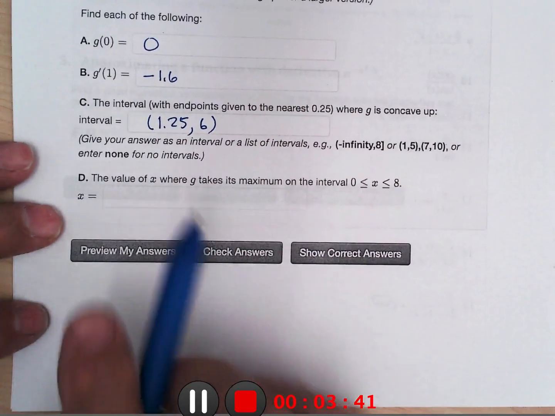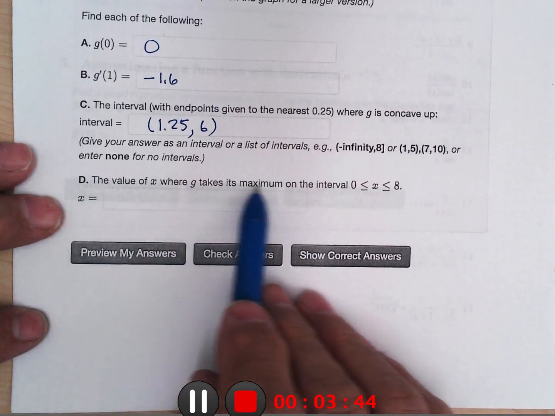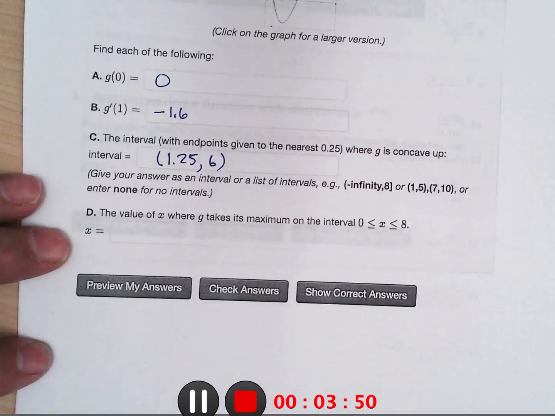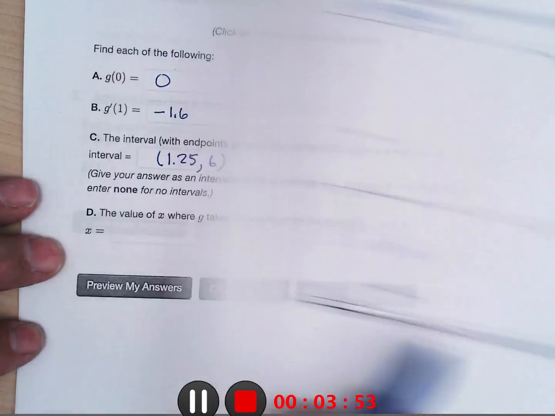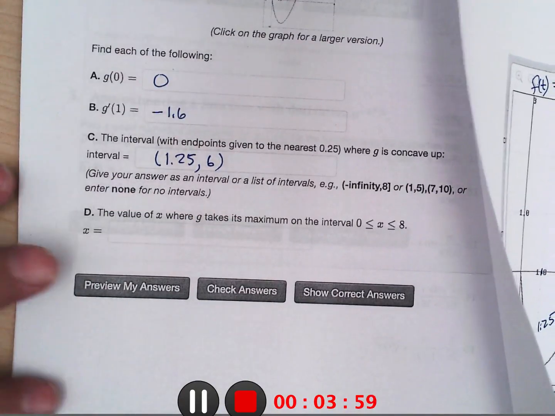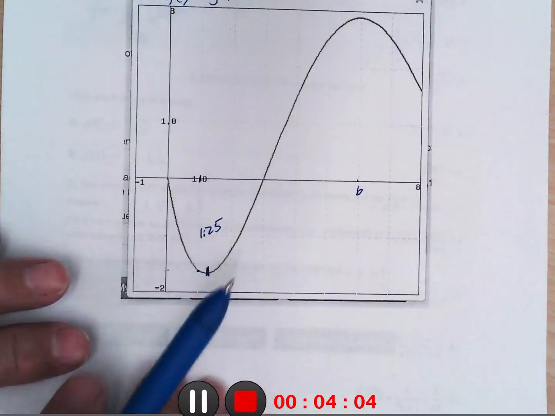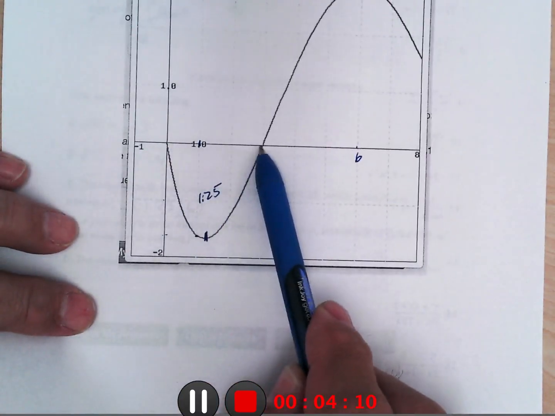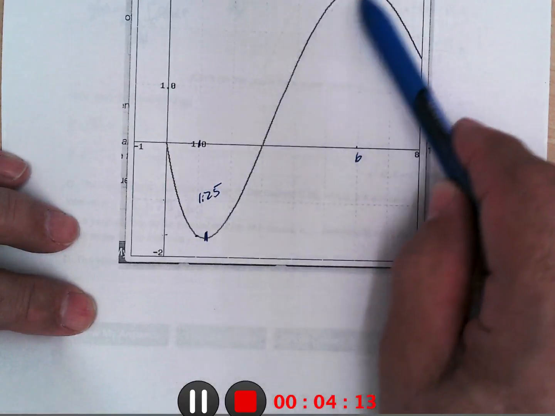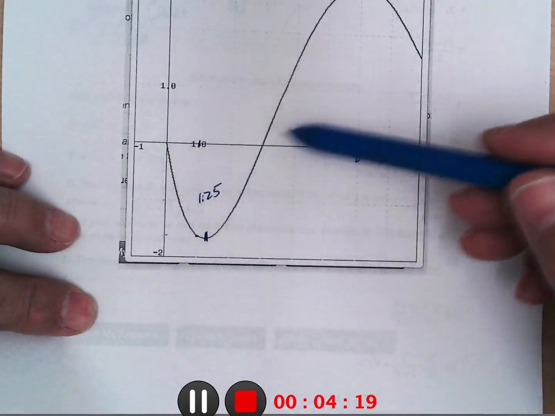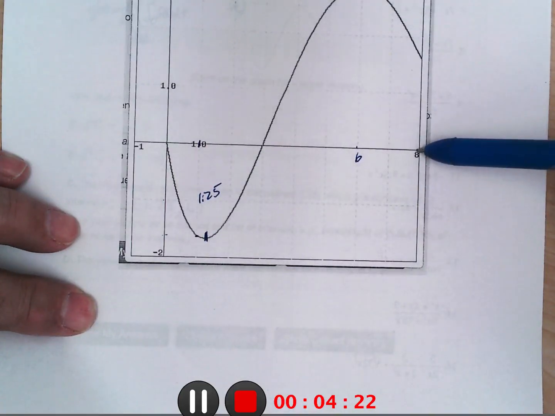The value of x where g takes its maximum on the interval from 0 to 8. When is it maximum for 0 through 8? At what x value is g the maximum? Well, g is the area under the curve as we go out. And if g of 0 was 0, and we go down that much, then we go up all this area. The area under here tells us to go up. So we went down, and then we're going up, and we're still going up, and so at 8, we have the maximum area.